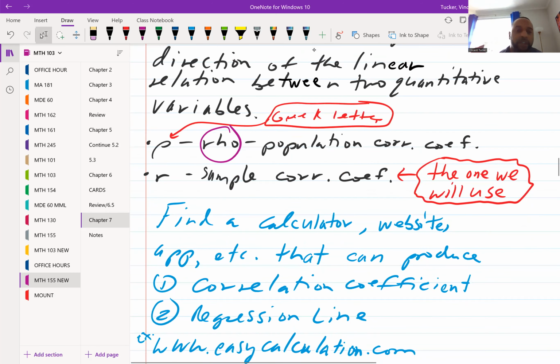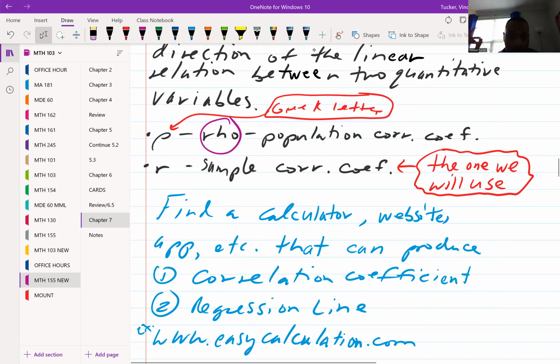All right. So you guys aren't going to be held responsible for knowing the formula or knowing how to calculate it, but you do need some type of technology that will enable you to calculate it comfortably and accurately. So that's why I say find a calculator, website, or app or something along those lines that will calculate the correlation coefficient and the regression line. Talking about the correlation coefficient right now, regression line we'll talk about later.